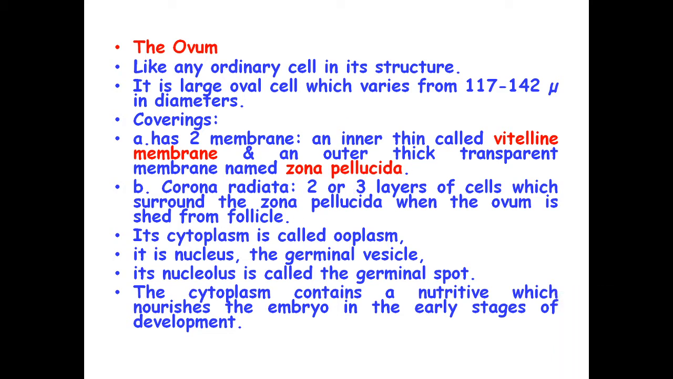Its cytoplasm is called ooplasm. It has the nucleus and the germinal vesicle. Its nucleolus is called the germinal spot. The cytoplasm contains nutritive material which nourishes the embryo in the early stages of development.